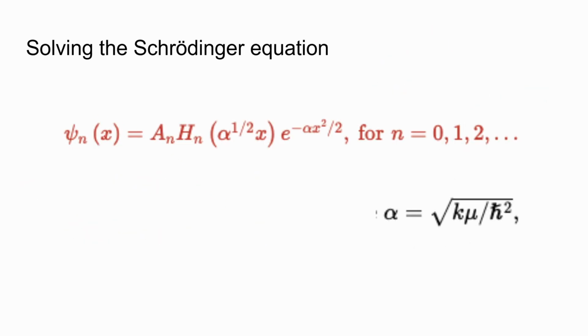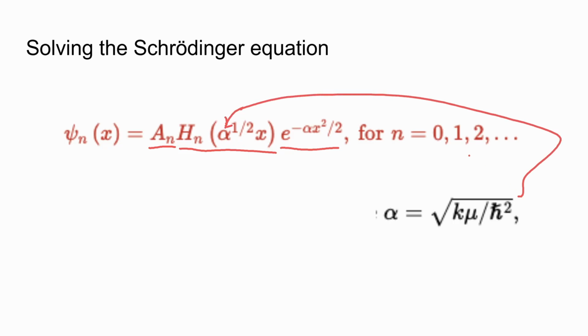The nth wave function as a function of x is going to equal our normalization constant times our Hermite polynomial times a Gaussian function, for n equals 0, 1, 2, and so on, integers. This alpha term is just going to be the square root of k times the reduced mass over h bar squared. Now, our Gaussian function is just going to be like your standard bell curve. We have a function just sort of like this. Our Hermite polynomials are a well-known set of functions that we will not derive today.